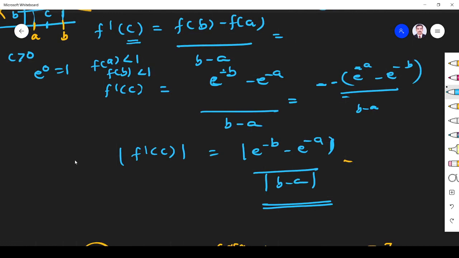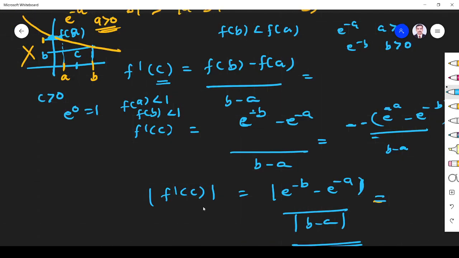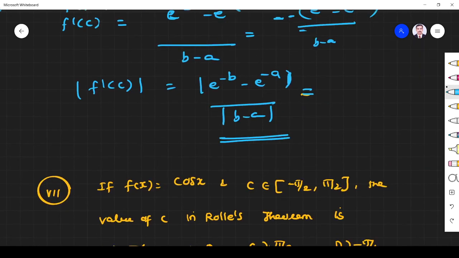Clear or not? So the result will be that the numerator is less than 1, right? So f dash of c is also less than 1. Yes or no? Because f of c itself is less than 1. So this is also less than 1. Clear?